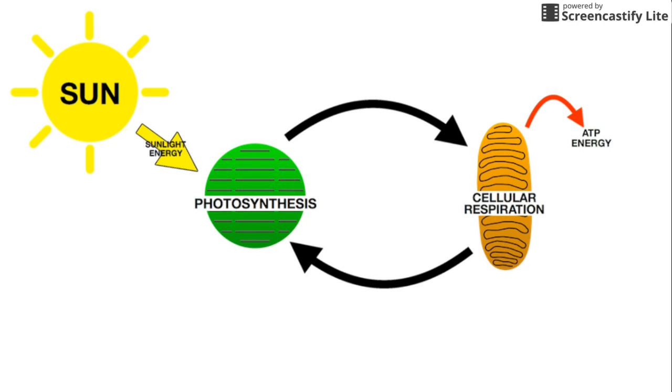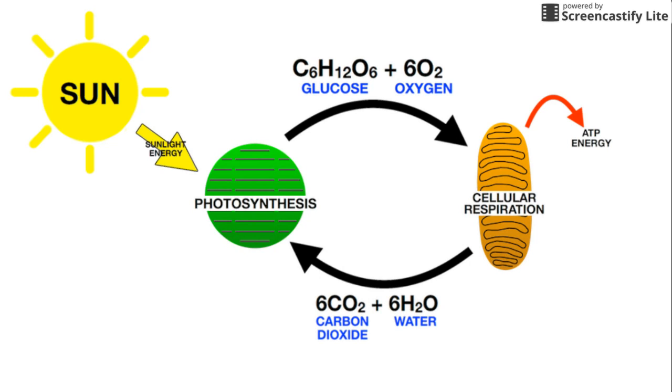Now there is a scientific formula for the products of photosynthesis. Photosynthesis makes 1 molecule of glucose and 6 molecules of oxygen. The products of photosynthesis then go into the mitochondrion for cellular respiration. As you can see, the products of cellular respiration are 6 molecules of carbon dioxide and 6 molecules of water.